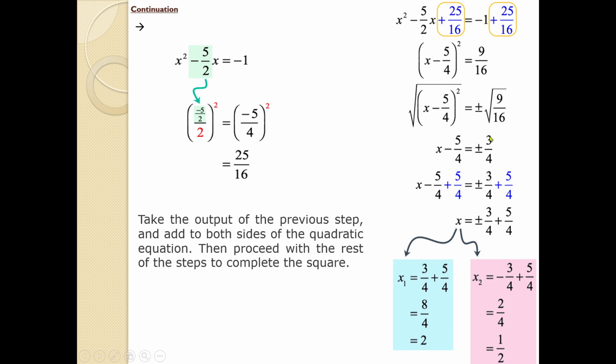Assume that one solution will be computed on the basis that this one is a positive value and another one is a negative value. So x equal to plus 3 by 4 plus 5 by 4, you will get 2, and another is minus 3 by 4 plus 5 by 4, you will get 1 by 2.